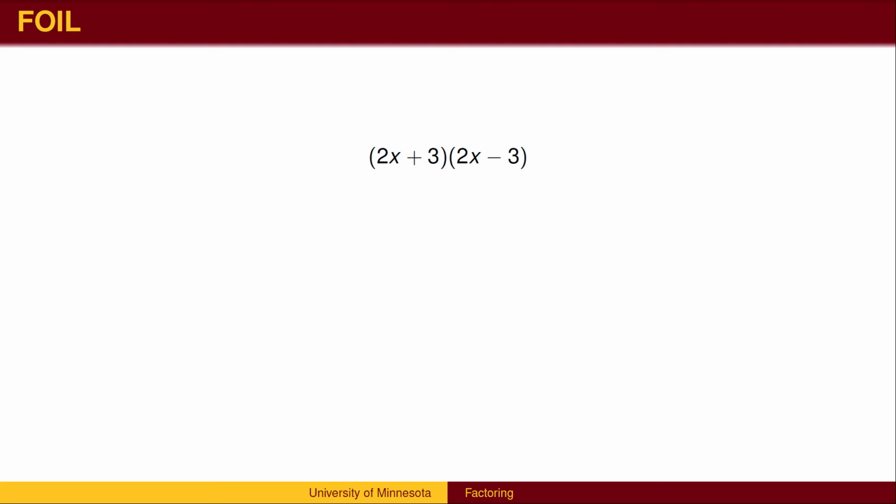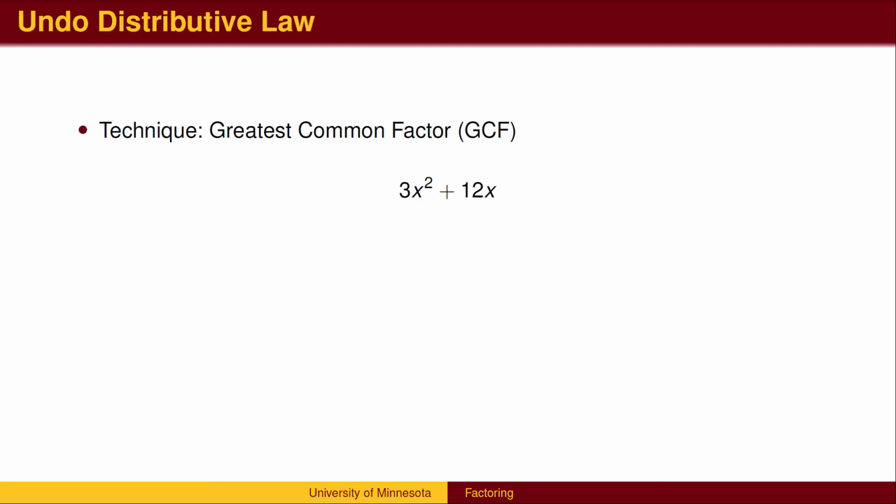Here is one more example of the FOIL method, in this case in the special difference of squares pattern. We multiply the first terms, then the outside, then the inside, and the last. Notice that the inside and outside terms cancel, leaving us just with the first and last terms. Once again, we'll try to take this final expanded polynomial and return it to its initial factors. We will now begin to undo the multiplication performed by the distributive law and the FOIL method.